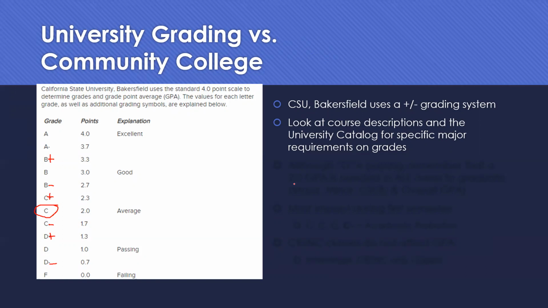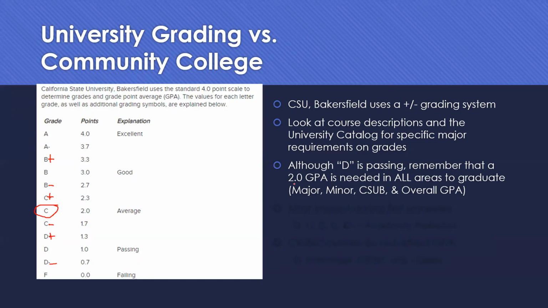What grades you need for a particular class depends on the course that you are talking about. In some of your majors, they require a C- or better. In some other majors, the grade is irrelevant. So you have to look at the university catalog's description of the course to find out whether you need a particular grade on a specific class. In some cases, let's say for your upper division science, a D could be considered passing. However, remember that we need an average of a 2.0 in all those different areas in order to graduate.